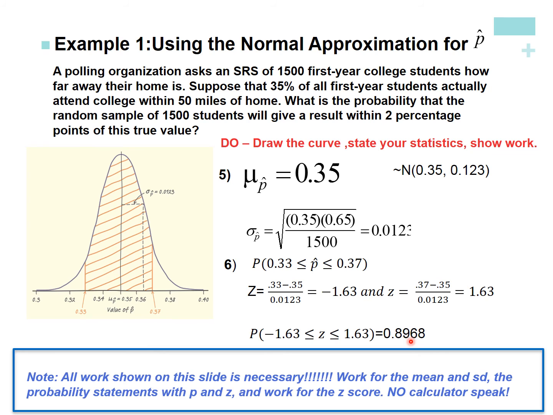All the work shown on this slide is necessary. The work for the mean, show what this is. The mean of p hat, you have to show those symbols. The probability statements, so this probability statement right here with the p hat, specifically what proportions am I looking for, the work for the z-scores, and your probability statement using your z-scores. Do not just give me calculator speak. Do not just write normal CDF, negative 1.63, 1.63 is 89.68.